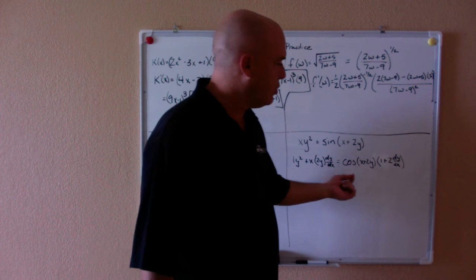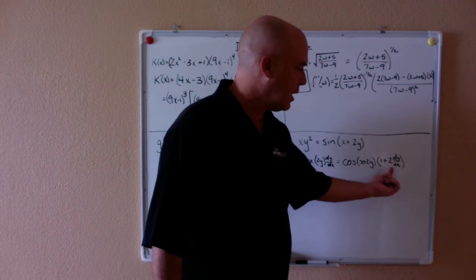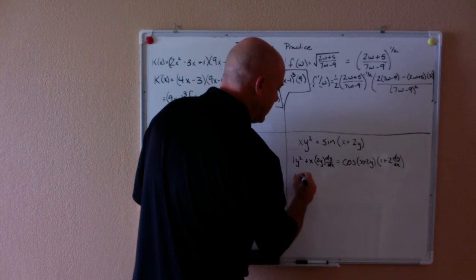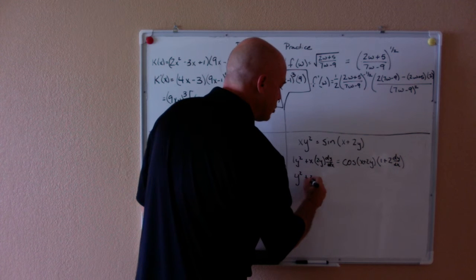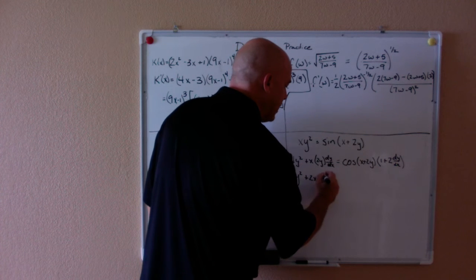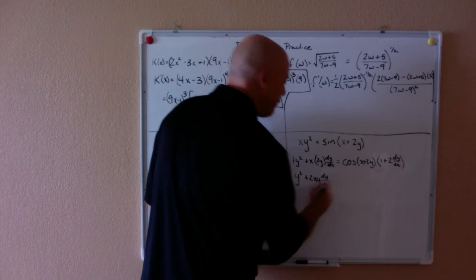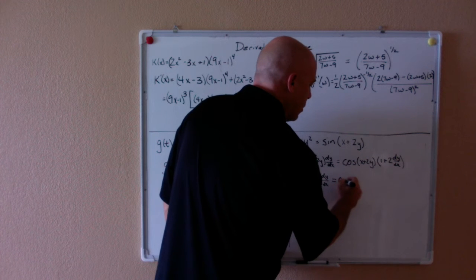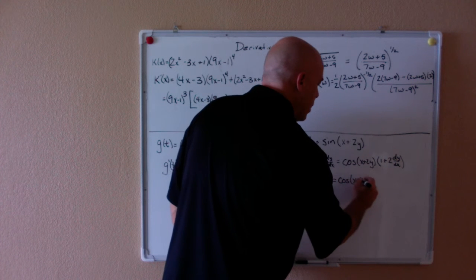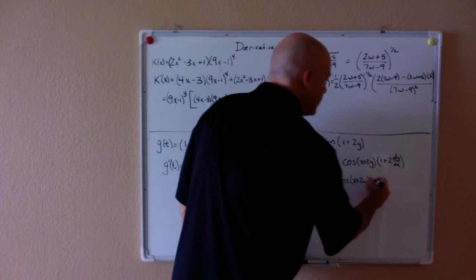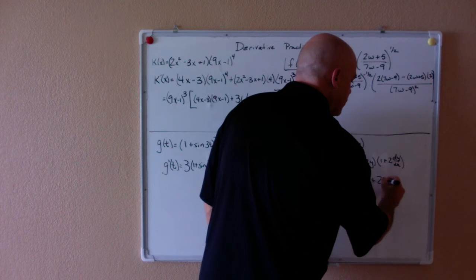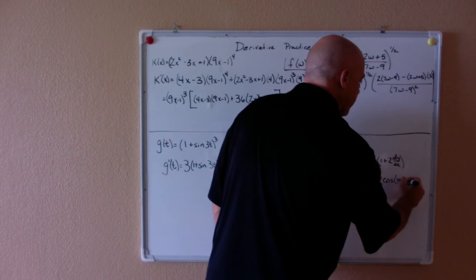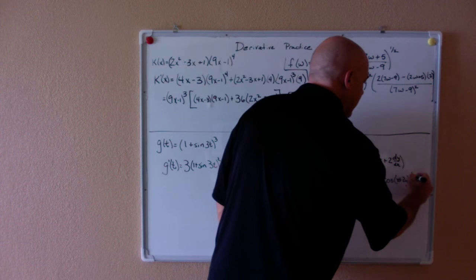First thing I'm going to have to do though is I'm going to have to distribute this cosine over here. So if I do that, and I'm going to simplify this a little bit as well, that's going to get me y squared plus 2xy dy dx equals, and now when I distribute that, I'm going to get cosine of x plus 2y plus 2 times cosine of x plus 2y times dy dx.